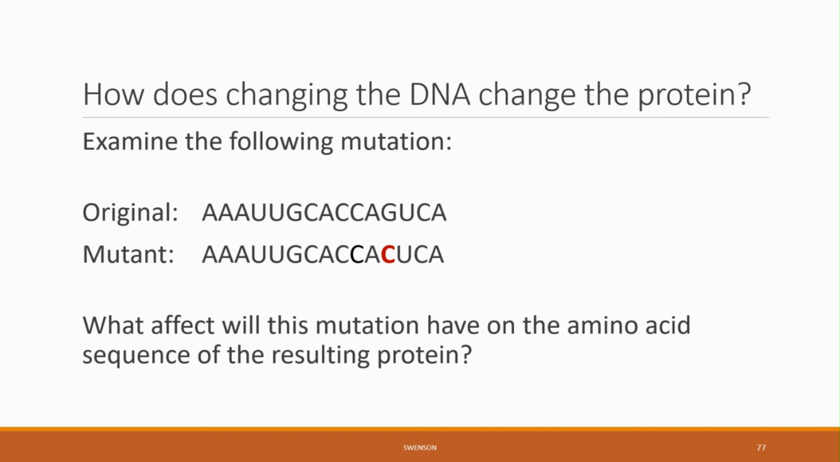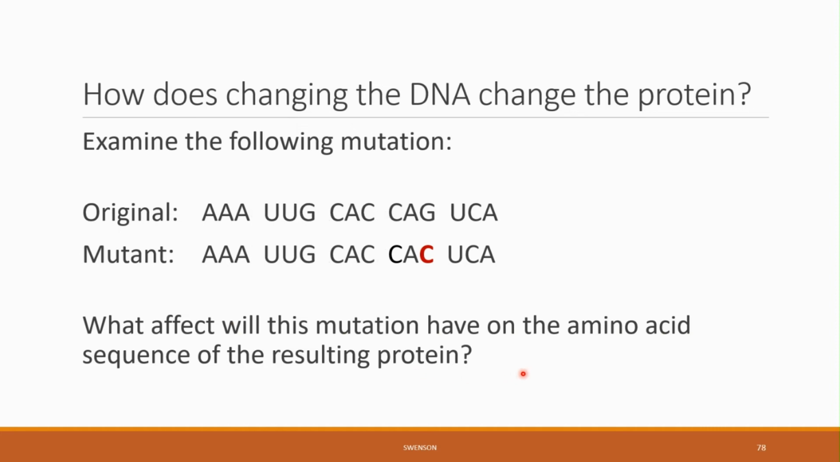So how does changing the DNA change the protein? Examine the following mutation. Here's the original strand, which has a G that has been substituted out for a C, and a mutant strand. So what effect will this mutation have on the amino acid sequence of the resulting protein? Well, let's divide it up into its respective codons. Okay, and then we can see we have a completely different codon, and the anticodon of this may introduce a different protein.